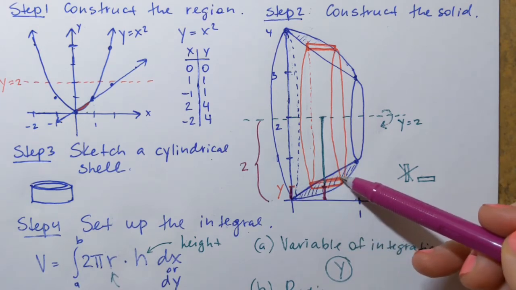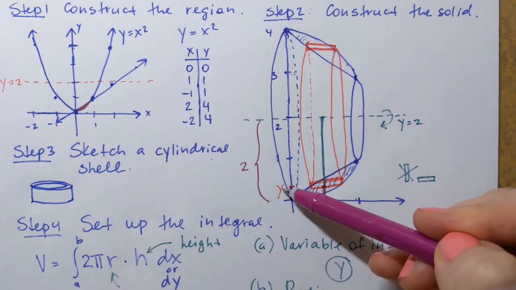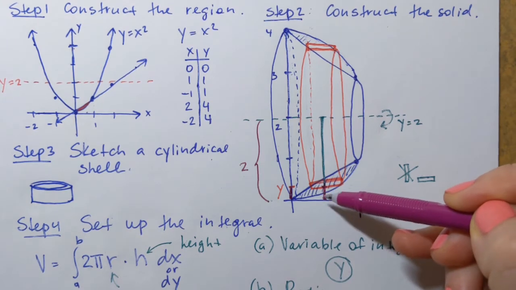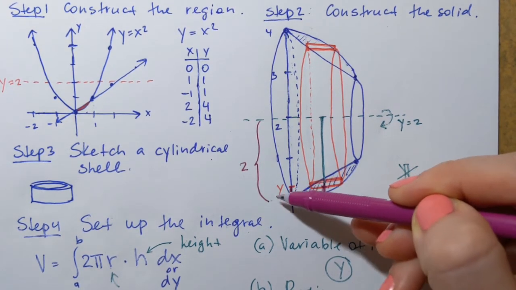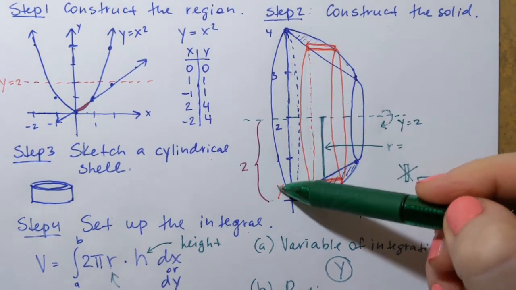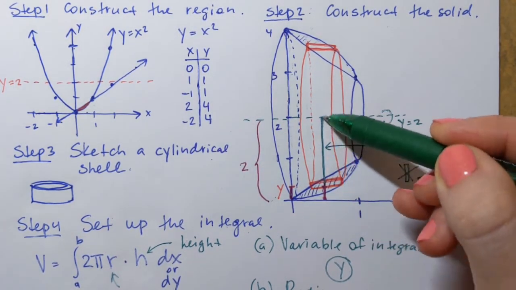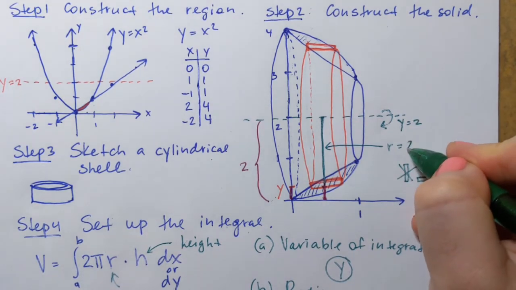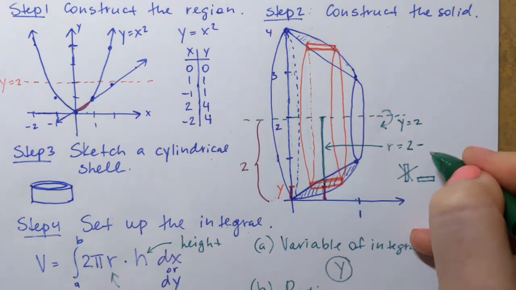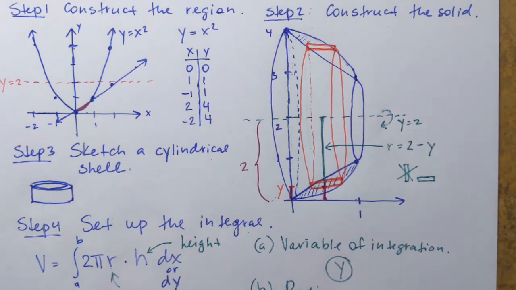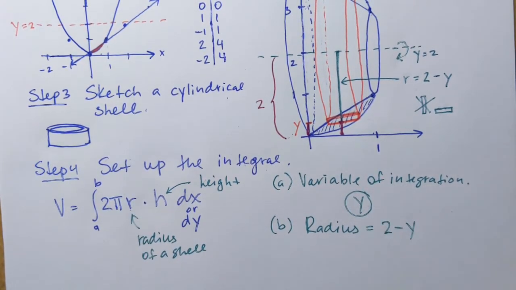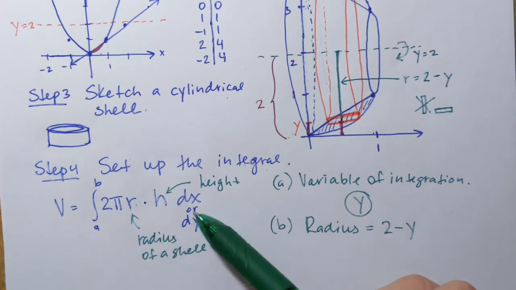And see, as I move it up or down, and I change this y value and it becomes more or less, this distance is going to change together with this value y, right? And now I can see how I can express that radius. So I have to take 2, so I'll go all the way to positive 2, or 2 units, and then subtract this piece, which is y units. That's what the radius is going to be. It's 2 minus y. Okay, so we got that, we got dy.